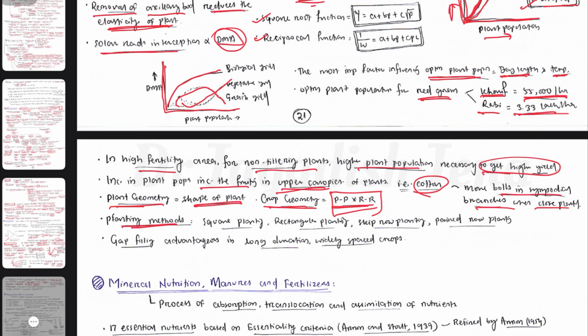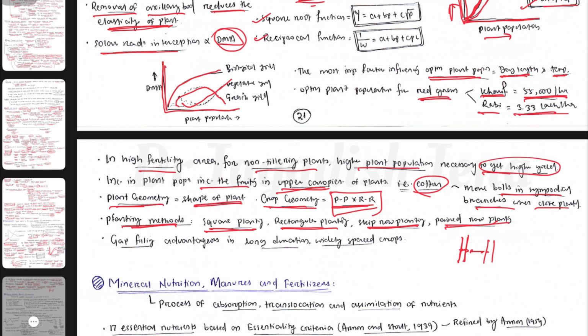Then planting methods. There are different planting methods we are adopting. One is square planting, where the row to row spacing is equal to the plant spacing. Then rectangular planting, where the row to row spacing is more than the plant to plant spacing. Then skip row planting, where we skip one row, mostly followed in dryland agriculture. Then paired row planting, where we reduce the row to row gap between two rows of the crop, then increase the spacing, then again have closely spaced rows. This is called paired row planting.